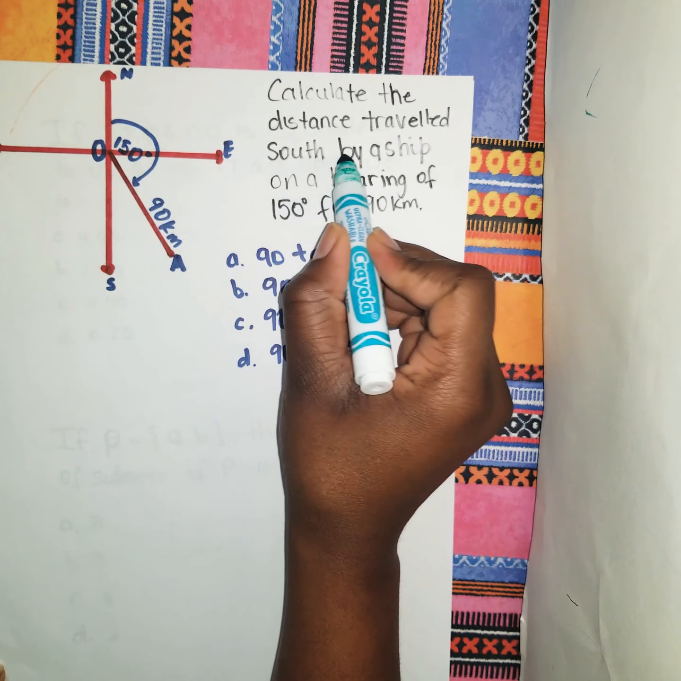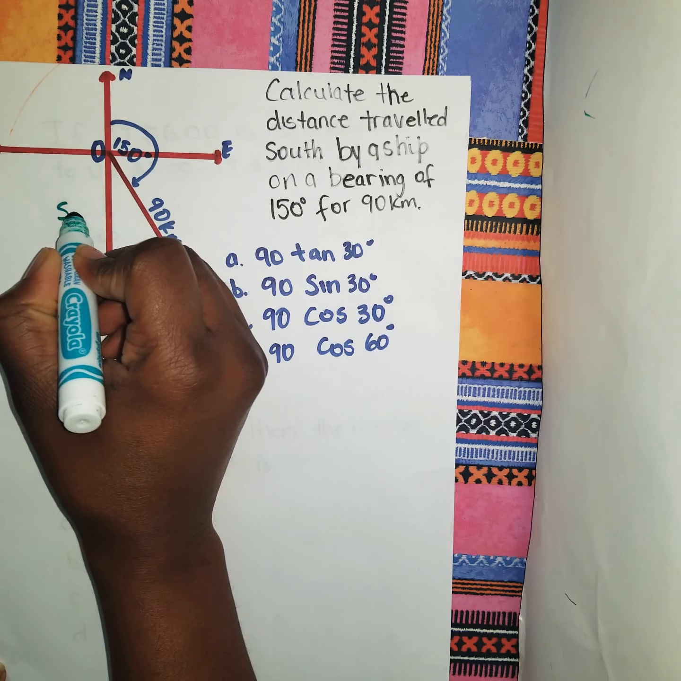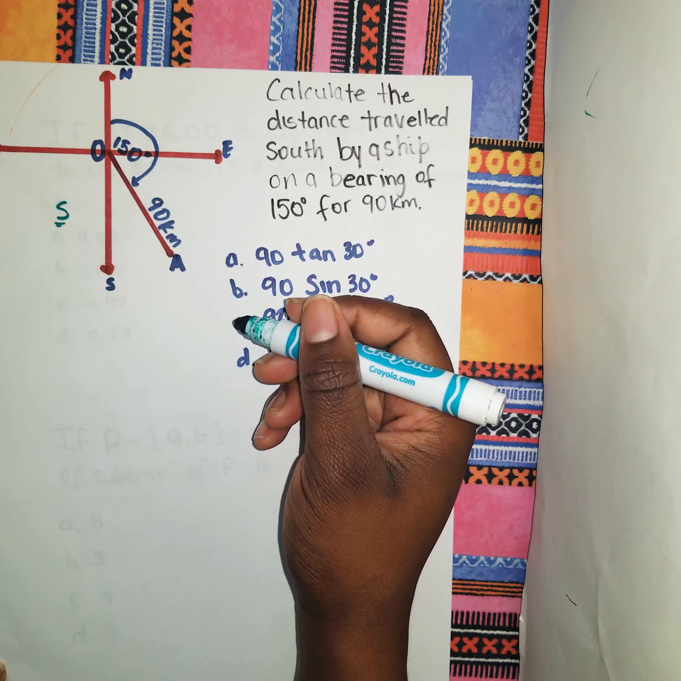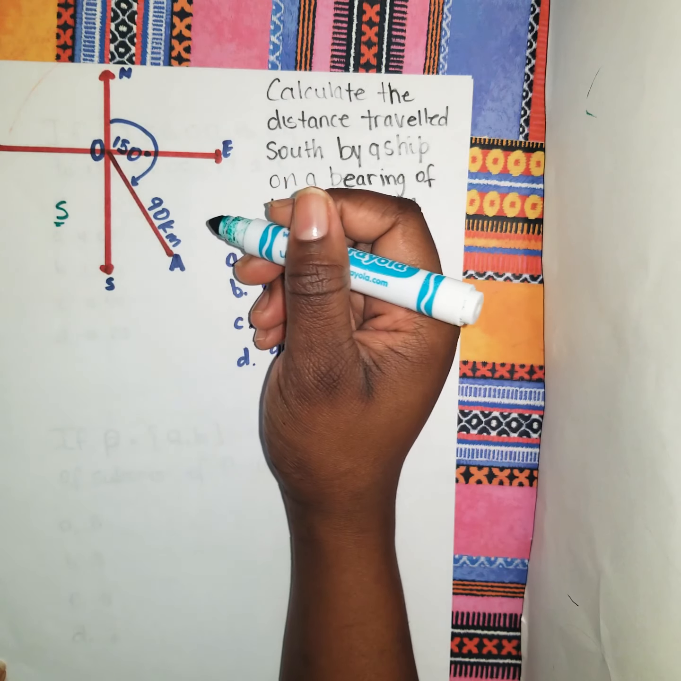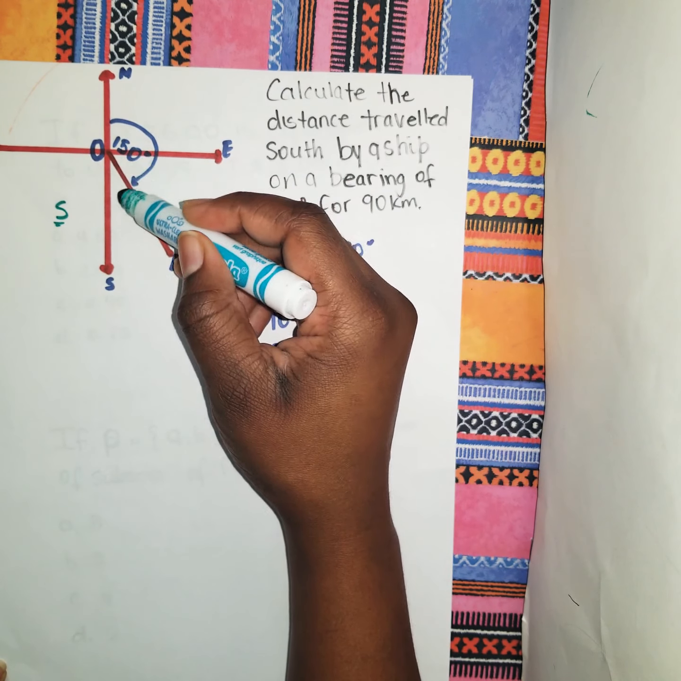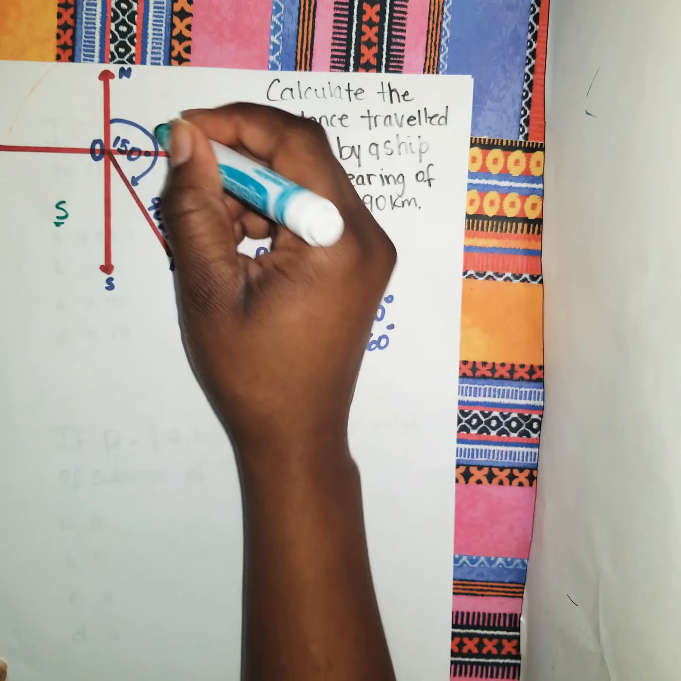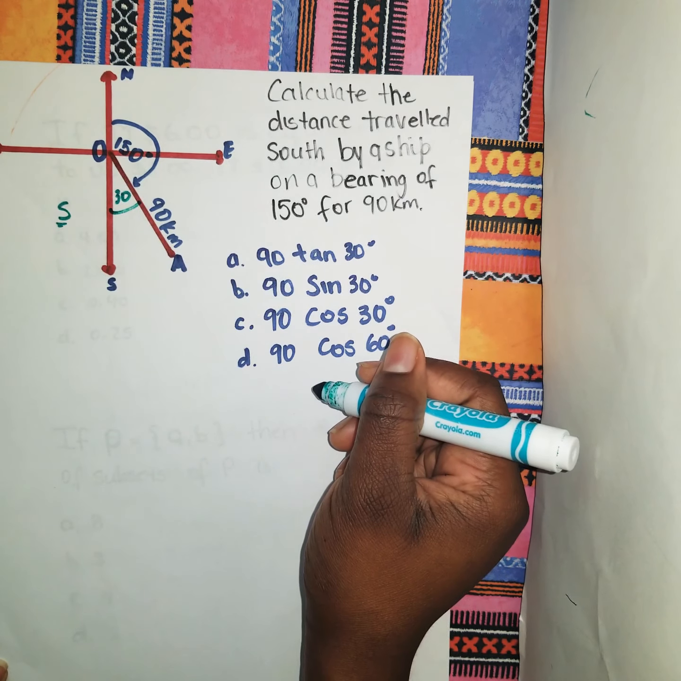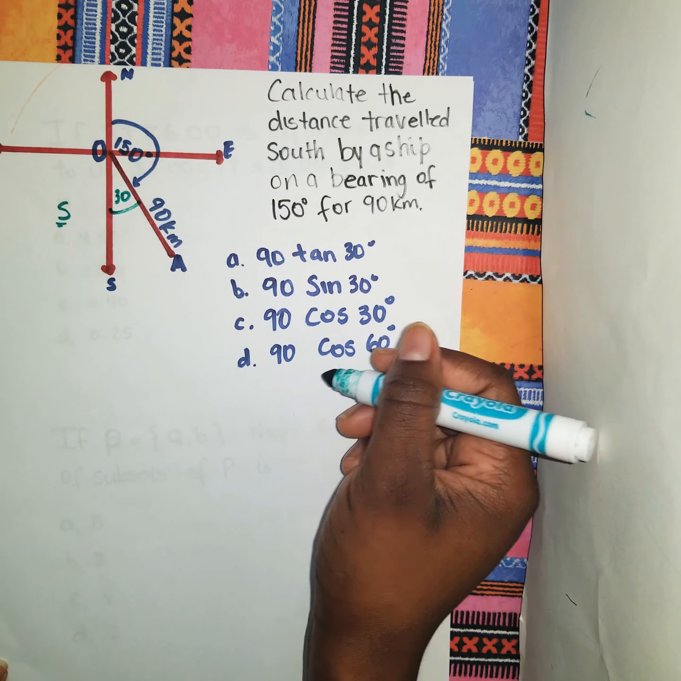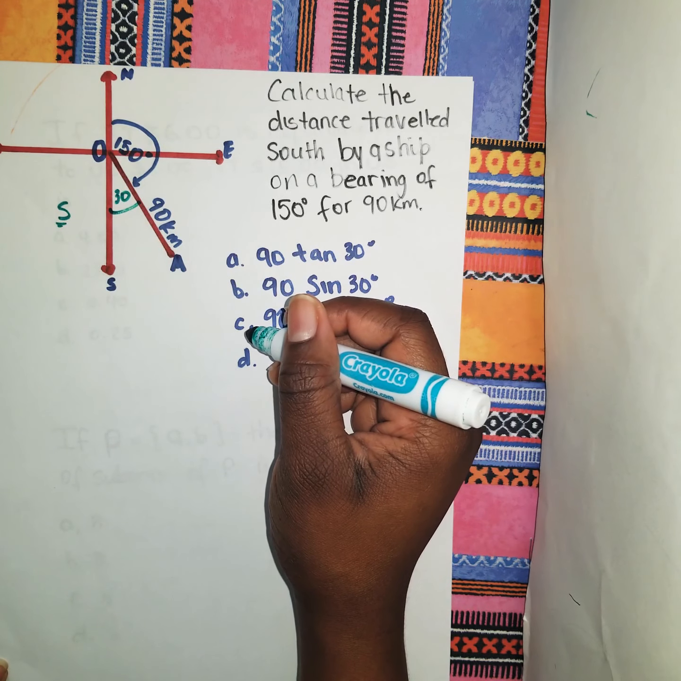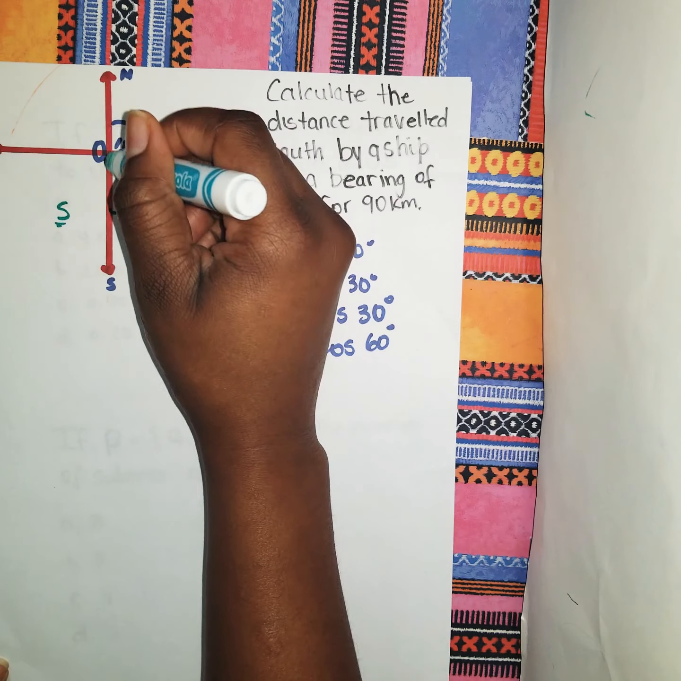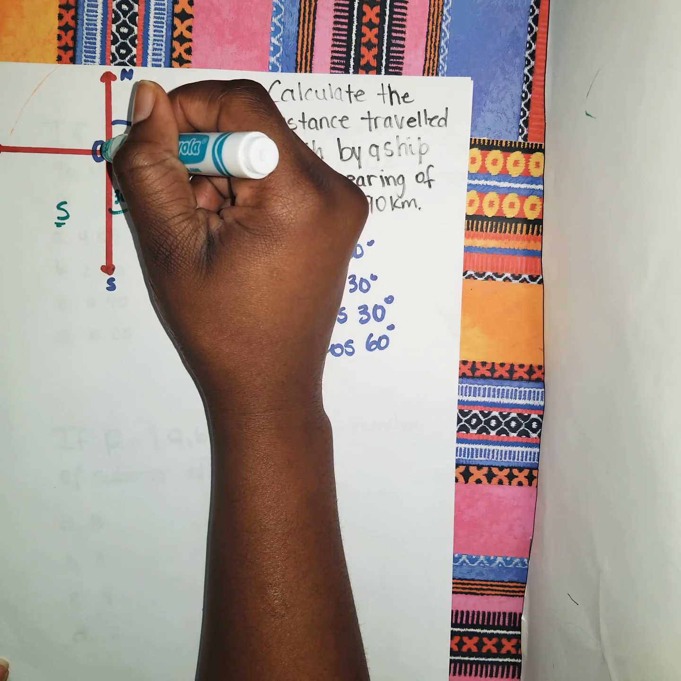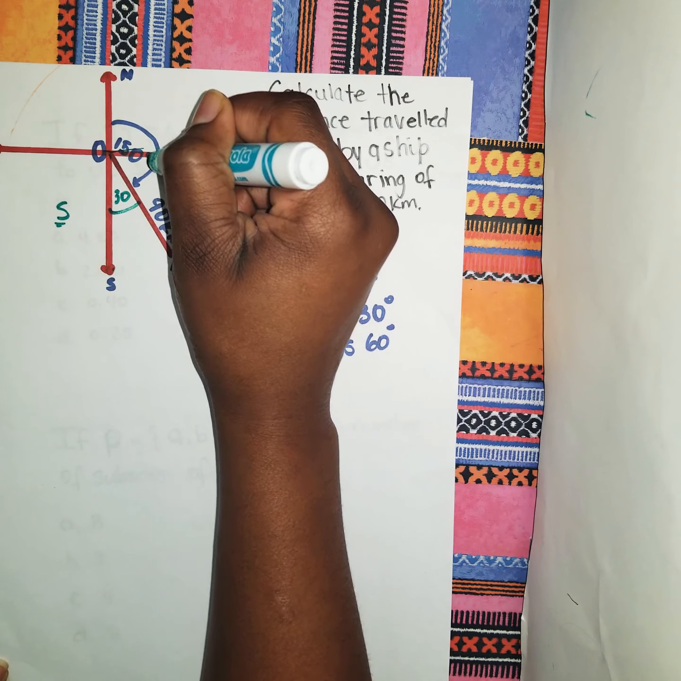So we need the distance traveled south, and we know south is basically the part below the north line. All right, so we know angle on a straight line equals 180 degrees. So if here is 150, this angle here is 30. And it says south, so we can assume that the ship went south, then the ship went east, or we can say the ship went east, then it goes down south.